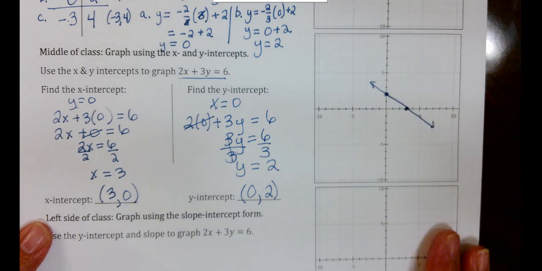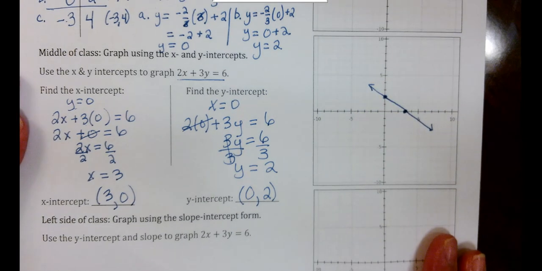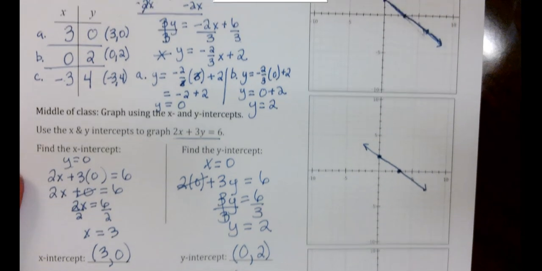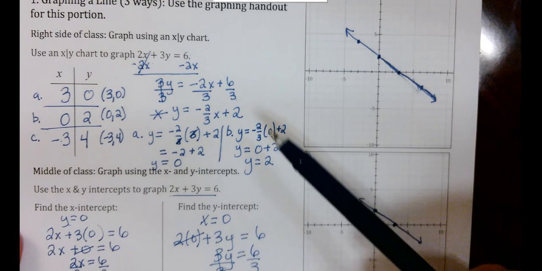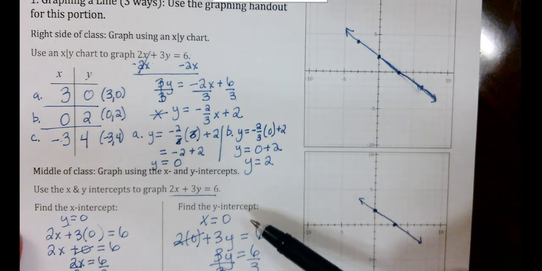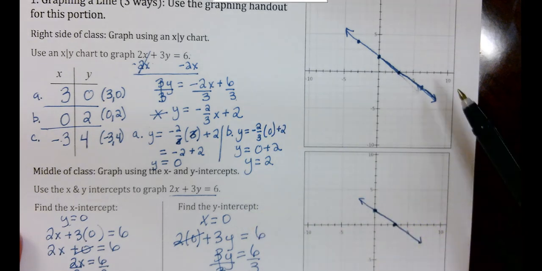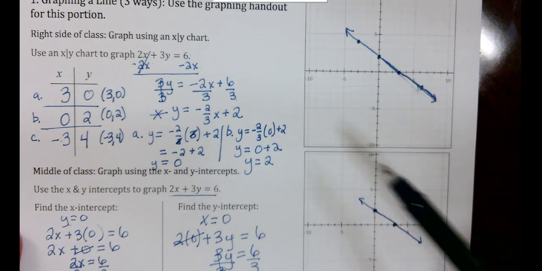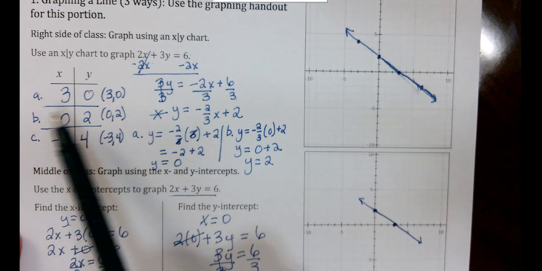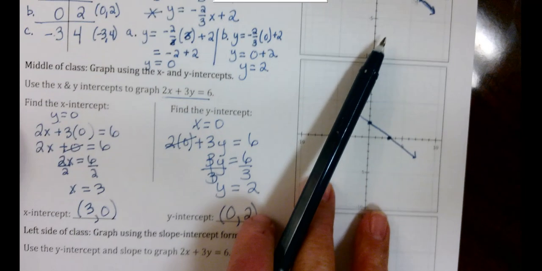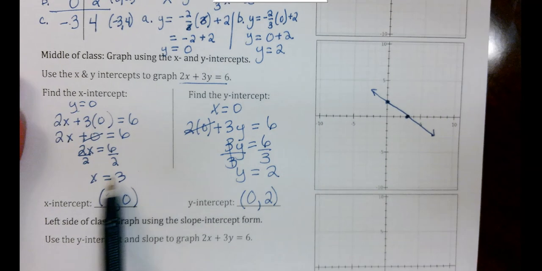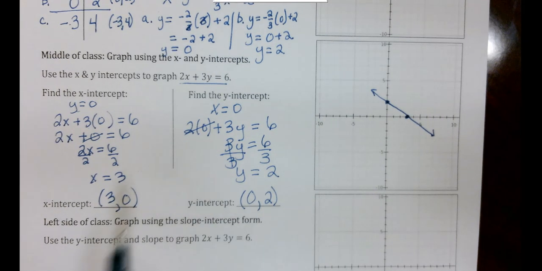and there's our line. So if we compare this to our previous problem, if you watched that video, do you notice that even though I have 2 different ways to work the problem, I still get the same line out? So far we could use an X and Y chart, or we can use the X and Y intercepts. Okay? It's just 2 different ways to work it.